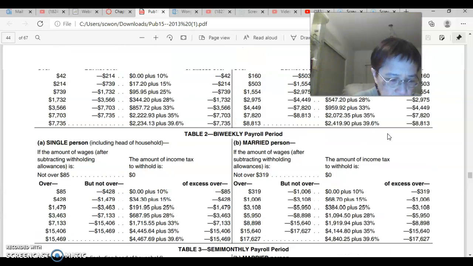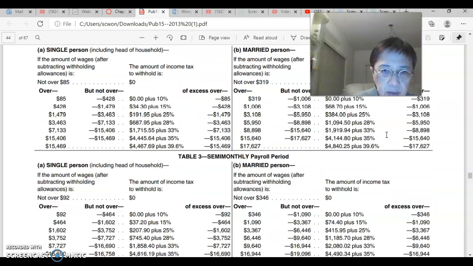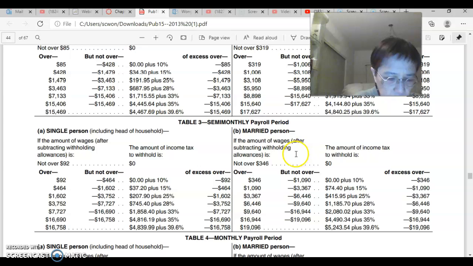After the withholding, she got paid semi-monthly. So we go to the semi-monthly table. She is married. She is single. Okay, so we go to this table here, single, semi-monthly. And after the withholding, she got $2,390. $2,390 is between $1,602 and below 3,752.